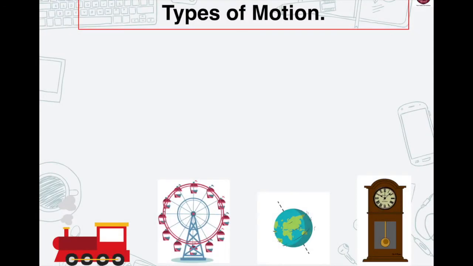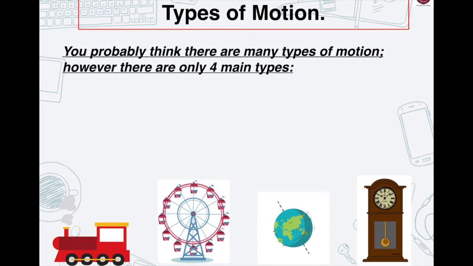Let's talk about the types of motion now. We've got four images down below, and these four images are going to show all the types of motion, because you probably think there are many different types of motion, but actually there are only four. Those four motions can have different characteristics, but really there are four main types.